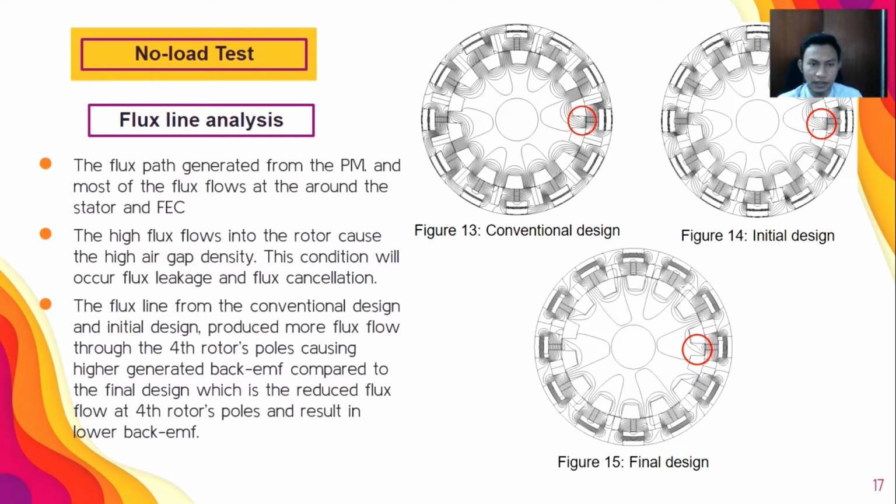The high flux flow into the rotor causes high air gap density, and this condition will cause flux leakage and flux cancellation. From the analysis, the conventional design and initial design produce more flux flow at the fourth rotor poles. You can see here at the first rotor poles, causing high back EMF compared to the final design, which has reduced flux flow at the fourth rotor, and the result is lower back EMF.